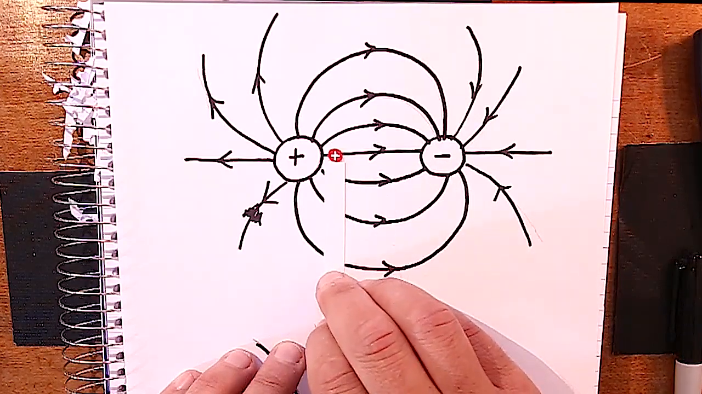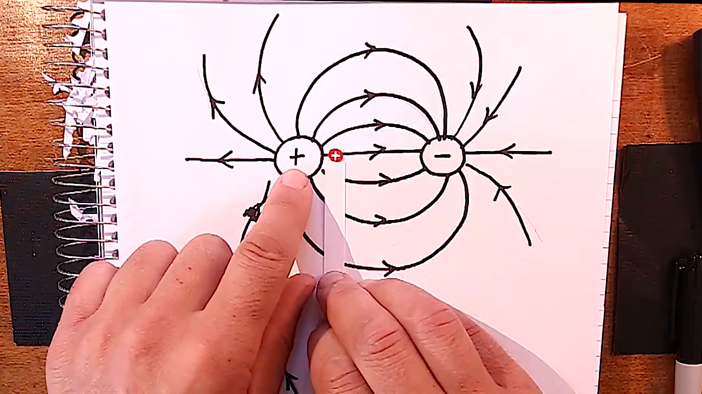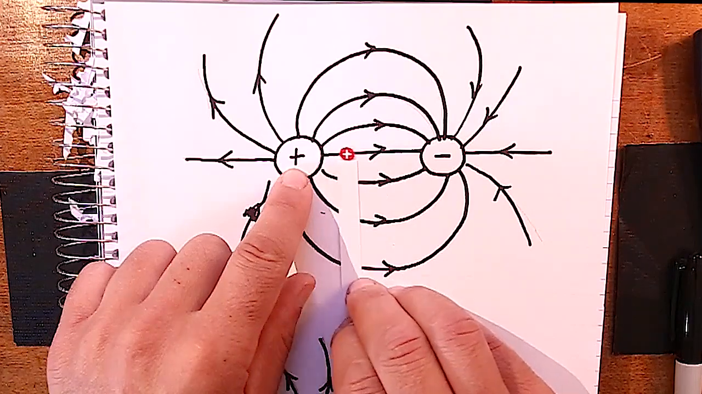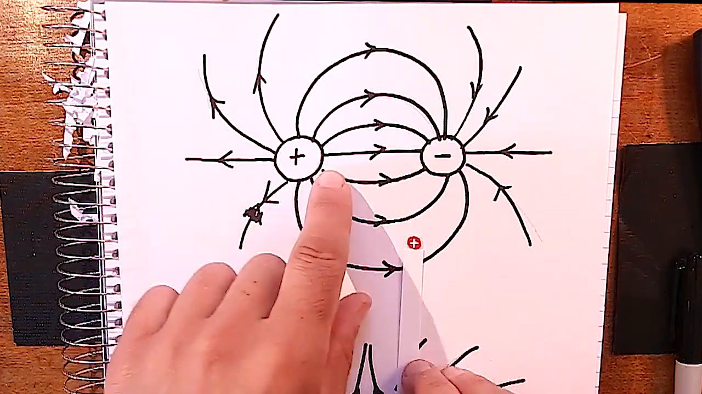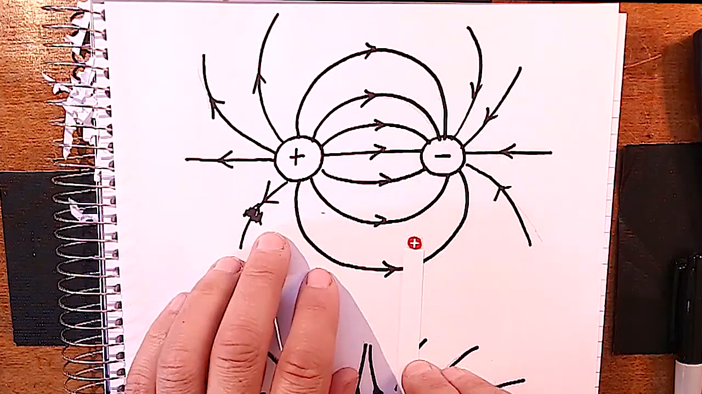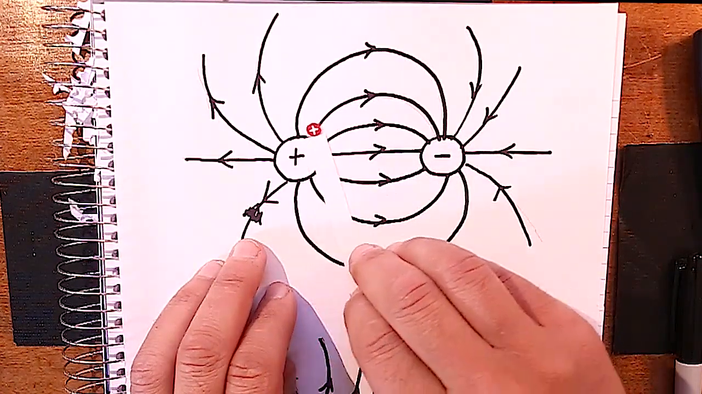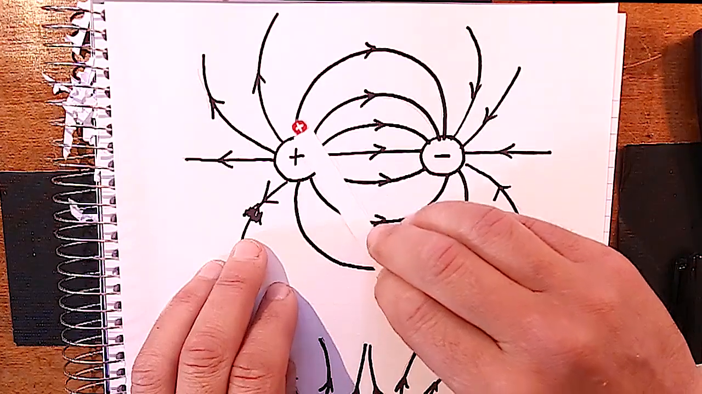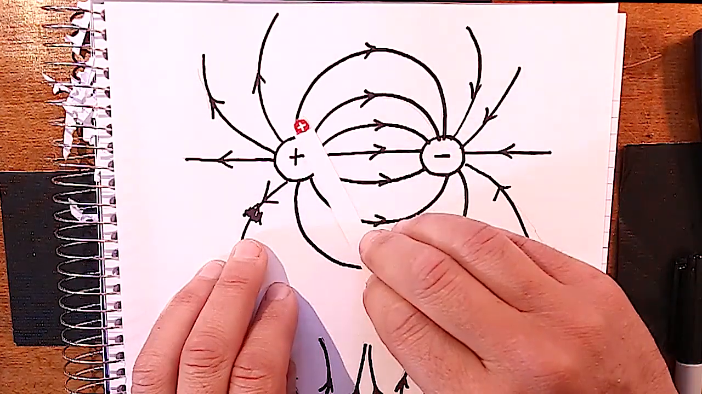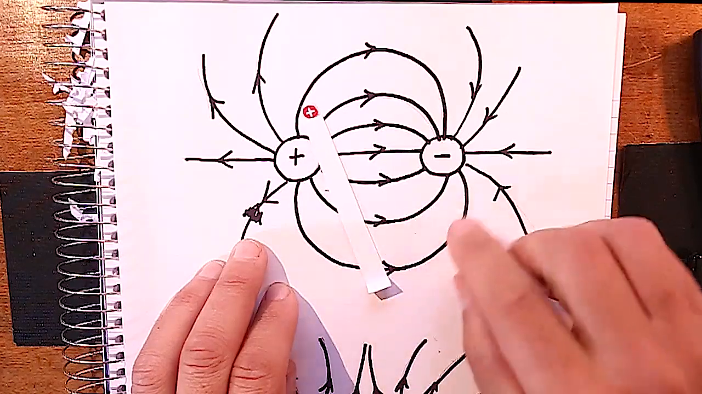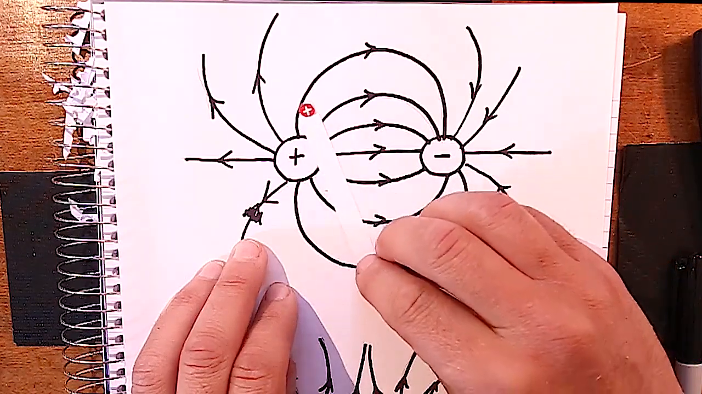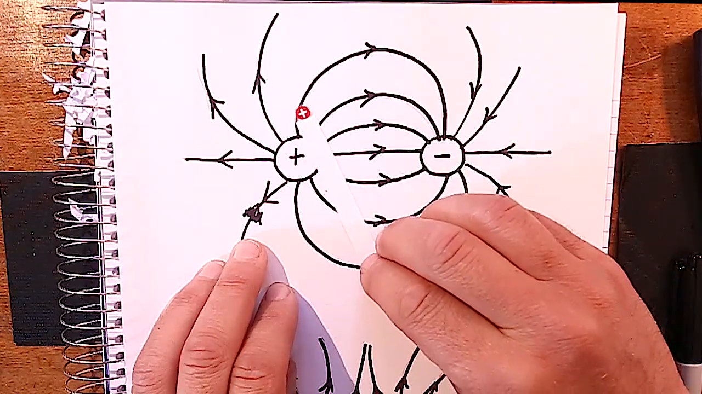So if we put it here, it's going to repel from the positive and attract to the negative. So the direction of the electric field is directly from left to right. But think about it here. Its initial repulsion is straight up, but it's simultaneously being attracted to the negative. So it starts to curve.